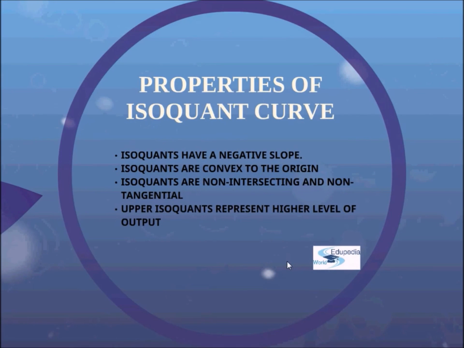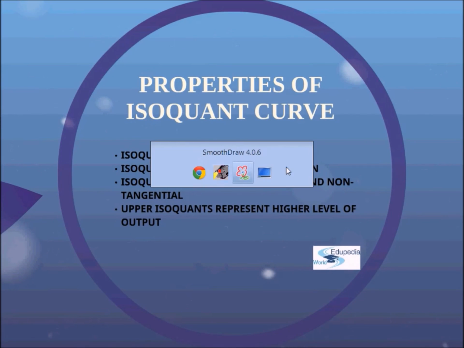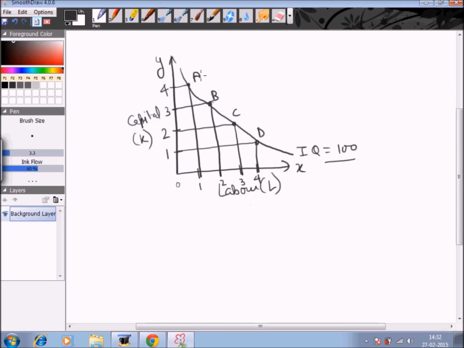The first property says isoquants have a negative slope. We can very well see in this graph that the isoquant curve is sloping negatively towards its right. Now why does this happen? This happens because as we go on increasing the units of capital, we have to decrease the units of labor. So there is a negative, or inverse, relationship between capital and labor. That is why this curve is sloping negatively towards its right.